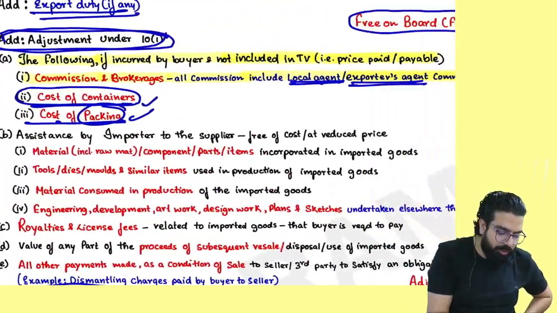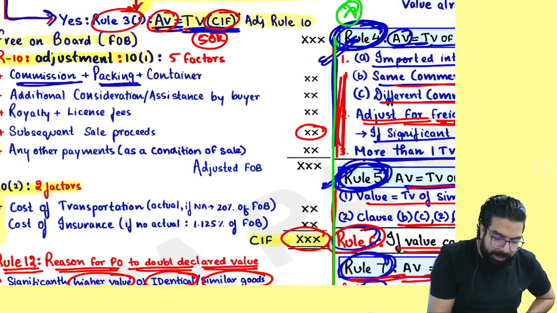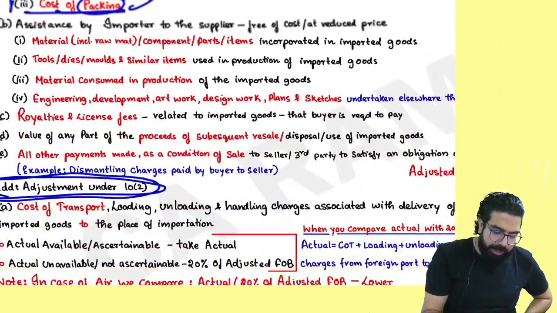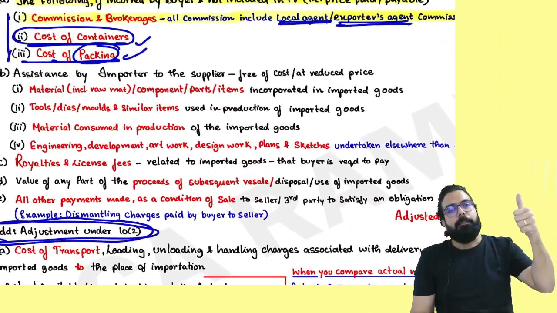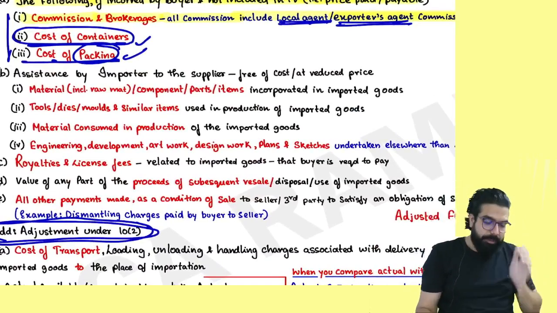Can you tell me what are the 3 things to be included? See here I have written. Commission, packing, container. Here it is written in shortcut. Next. So commission, packing and container. Done. Okay.